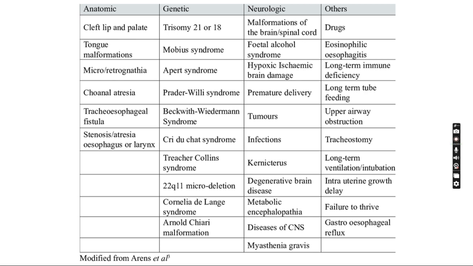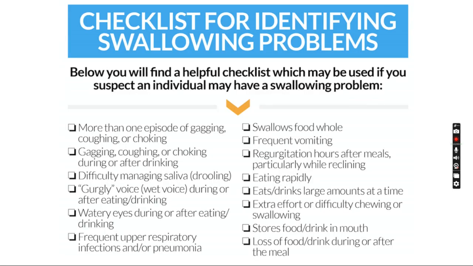So let's talk about how we can identify whether the patient has a swallowing problem or not. In that case, suppose there is more than one episode of gagging, coughing, or choking, or the patient has gagging, coughing, or choking during or after drinking, and the patient may have difficulty in managing saliva, or a gurgly voice, or you can see watery eyes during or after eating.